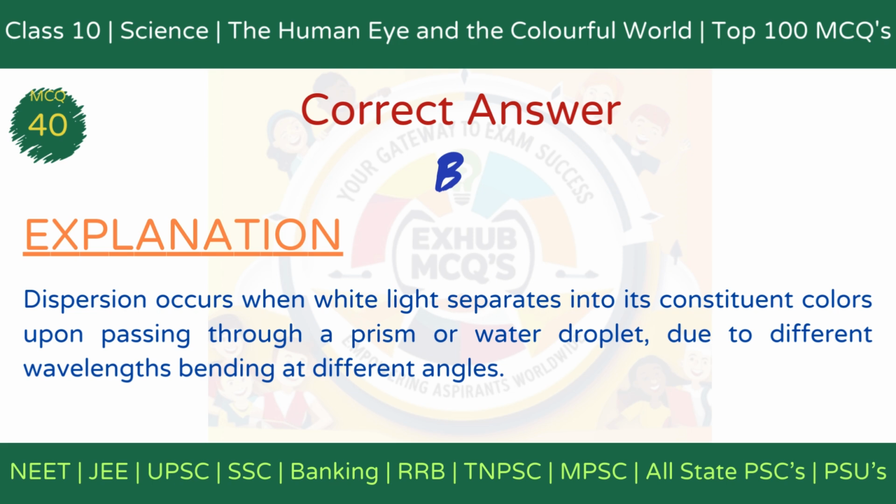Explanation. Dispersion occurs when white light passes through a prism and separates into its constituent colors due to the different bending angles of each wavelength, forming a spectrum.